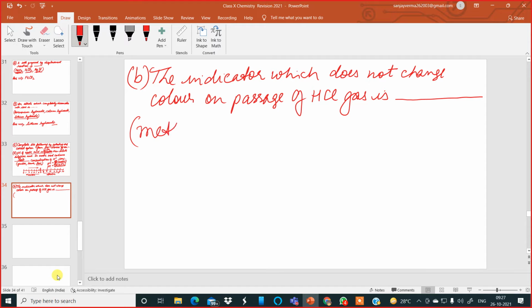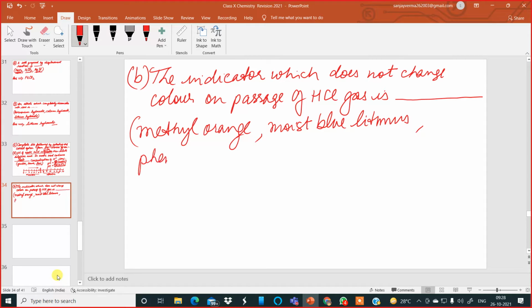Different types of indicators are there. First one is methyl orange. The other one is moist blue litmus. The third one is phenolphthalein. So among these three, which indicator does not change color?